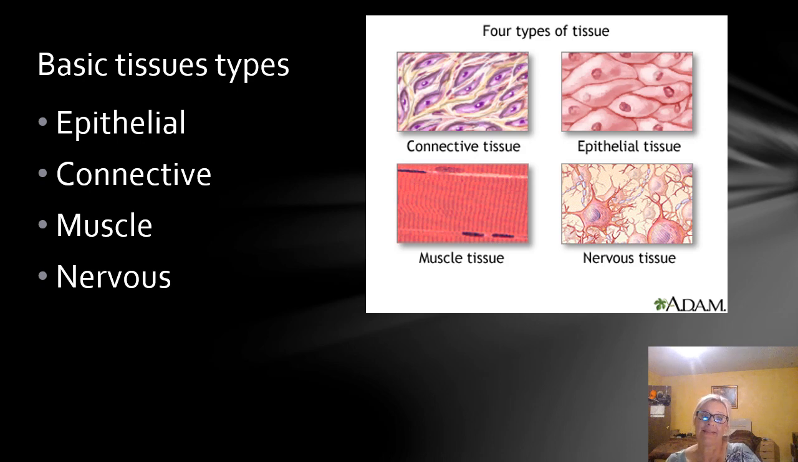So we have four basic tissue types. We have connective tissue, which is going to be things like your tendons and ligaments, epithelial tissue, which is going to be your skin type tissues, muscle tissues, which we have skeletal and cardiac muscle, and then nervous tissue, which innervates all these other tissues and allows us to communicate with the brain and control and sense things in our environment.